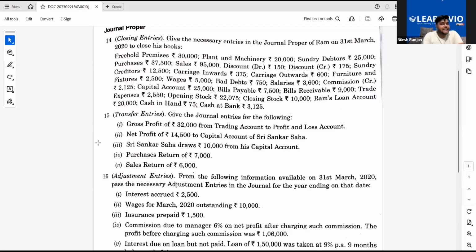Sales, sales account debit to trading account. Discount debit, so profit and loss account debit to discount account. Discount debit will be written on credit in the closing entry. Then discount credit, so discount account debit to profit and loss account. Sundry creditors, not to be closed. Carriage inward, so it will be trading account debit to carriage inward. Understood?